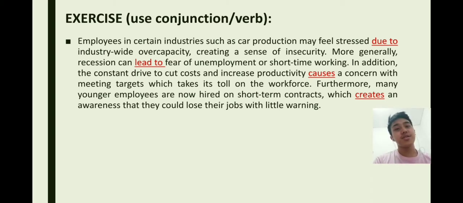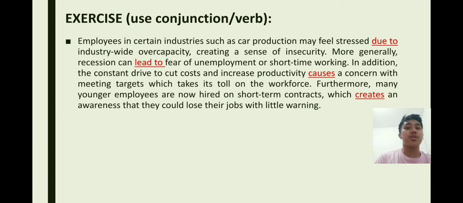Let's start. Employees in certain industries, such as car production, may feel stressed due to industry-wide overcapacity, creating a sense of insecurity. Now we put "due to" because the sentence before the conjunction itself is the effect, and then we put "due to" after that.